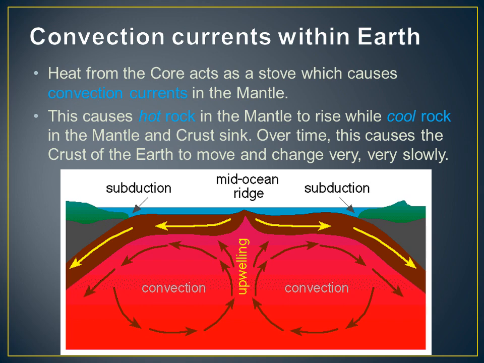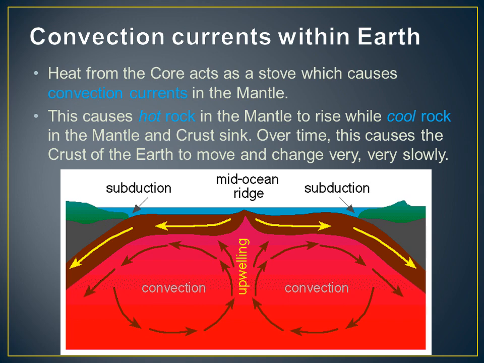How does this work? Well, this causes hot rock in the mantle to rise, while cool rock in the mantle and the crust sink. Over time, this causes the crust of the Earth to move and change very, very slowly. So this is a little hard to explain, but try to visualize this by looking at the picture. The center of the Earth acts as a stove.